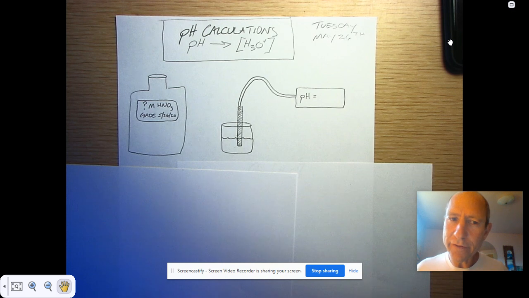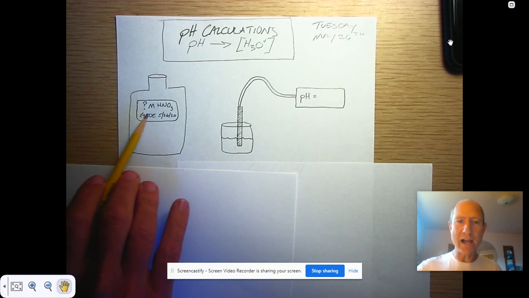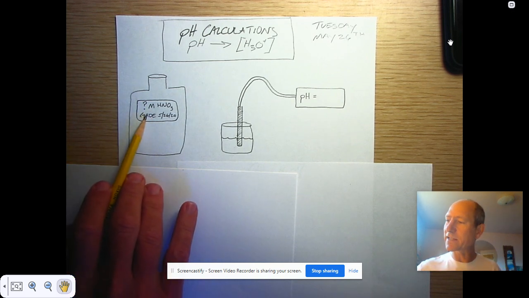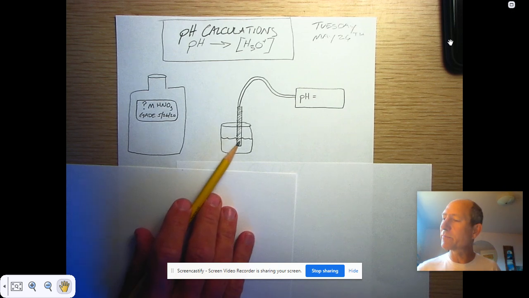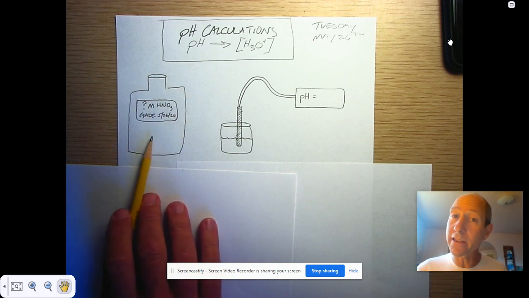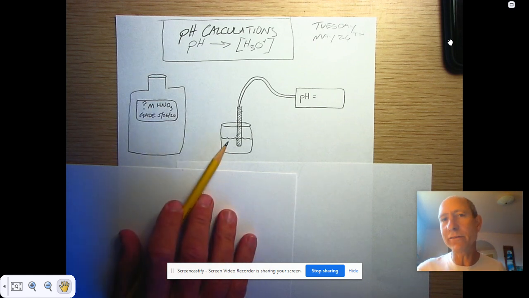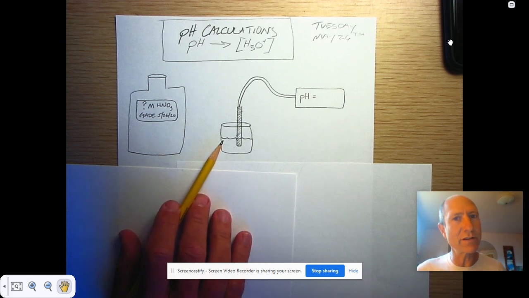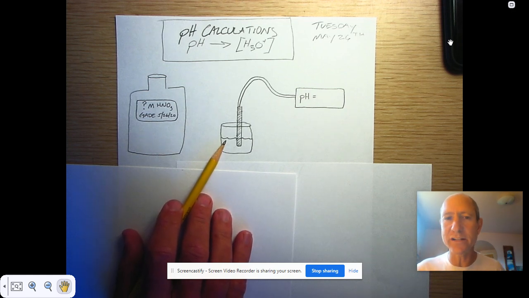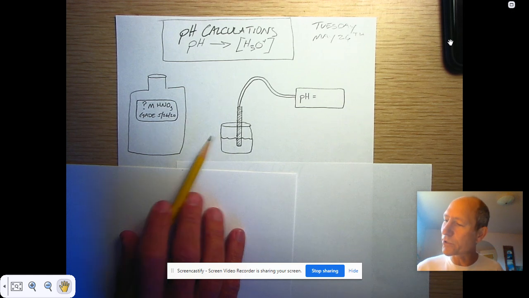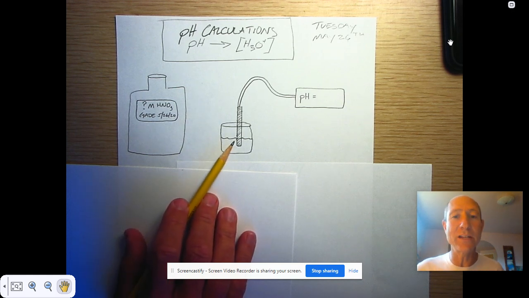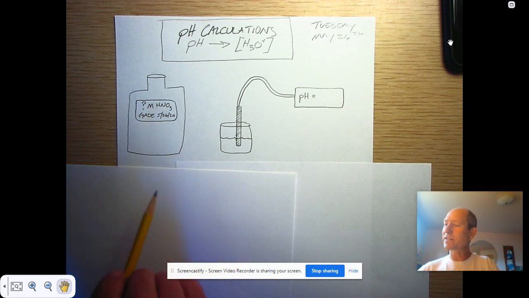In real life, you would never take straight nitric acid and put a pH probe in it because you damage the pH probe. So in real life, what you would do is you'd take a little bit of the acid and add it to a lot of water to make a dilution. And then you'd have to account for the dilution in your final calculation. But we're not going to do that right here. We're just going to say that this is a magic pH probe that won't get damaged by this nitric acid.